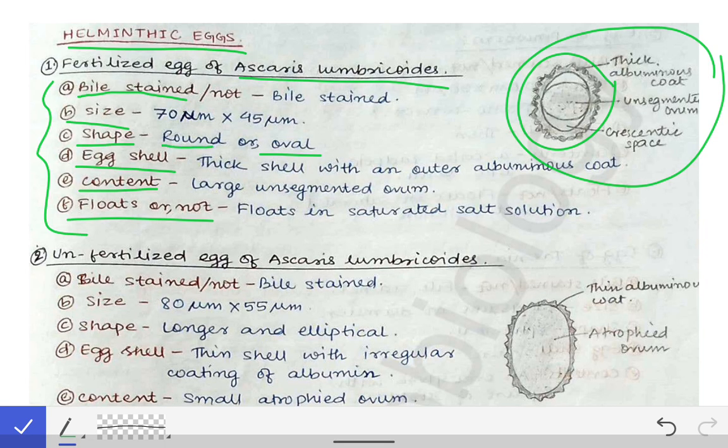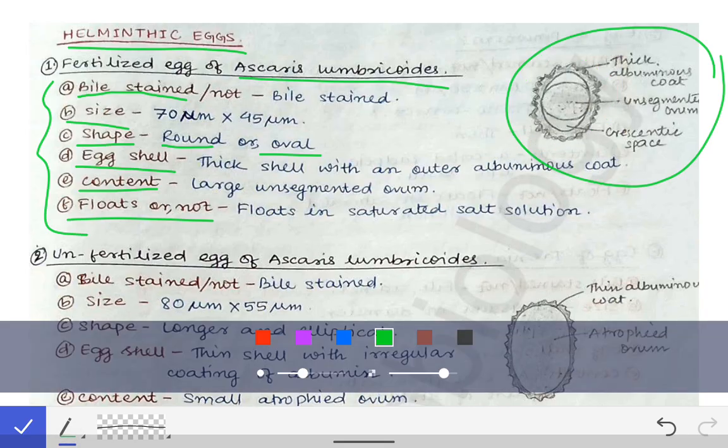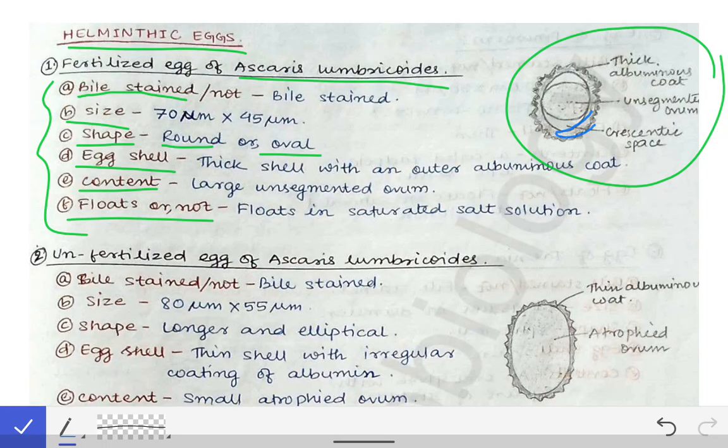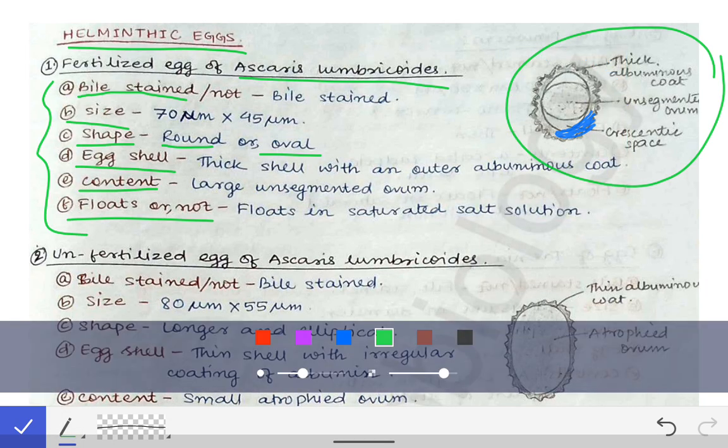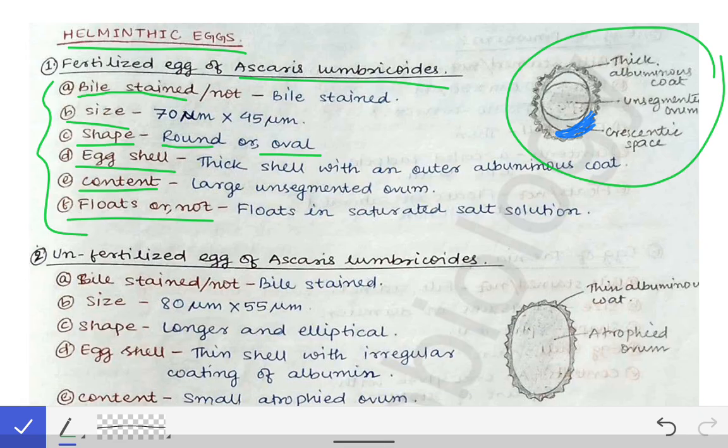Then come to the egg cell. The egg cell is thick. If you see the diagram, you will be able to appreciate the thick egg cell. See here, this is the whole thick egg cell. So it is a thick egg cell with an outer albuminous coat. This wavy part over the egg is nothing but the outer albuminous coat. Then coming to the content, it is containing a large unsegmented ovum. See here, this is a large unsegmented ovum at the center of the egg.